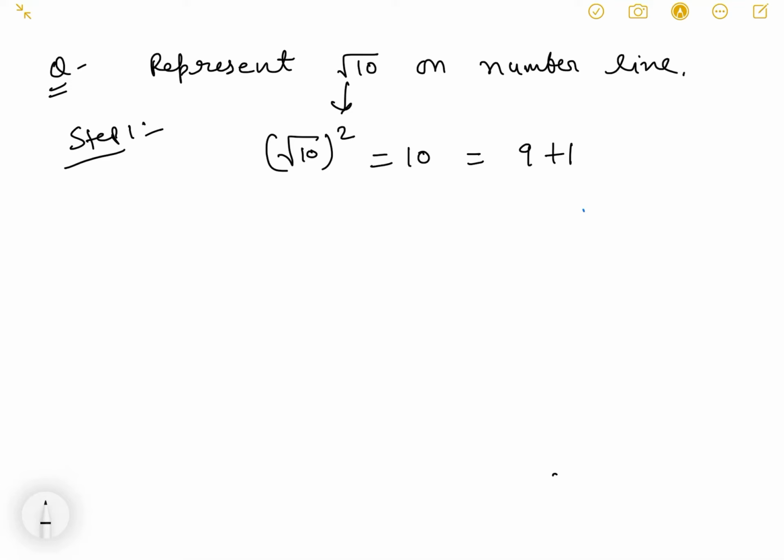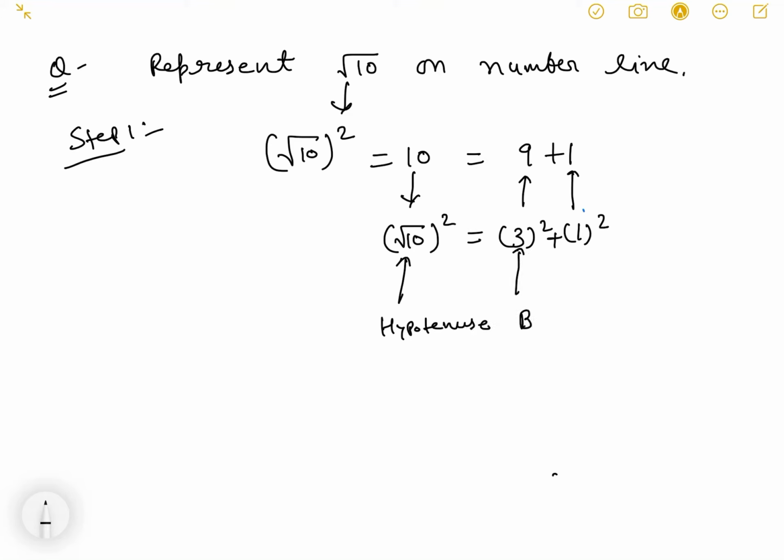Why did we write 9 plus 1? Because 9 is a perfect square of 3 and 1 is a perfect square of 1. And 10 we know is the square of root 10, because we have to represent root 10 on the number line. So we will make root 10 our hypotenuse and 3 our base or perpendicular we can make. But here we have chosen 3 as the base and 1 as the perpendicular. Right. So we will make our right angle triangle.